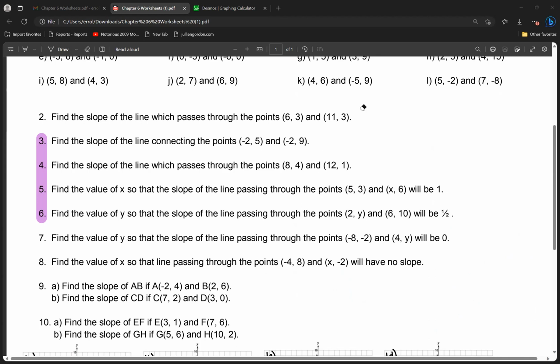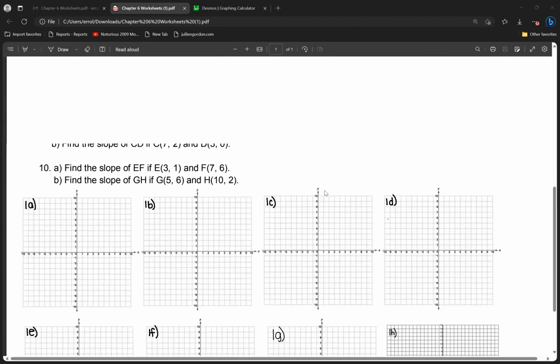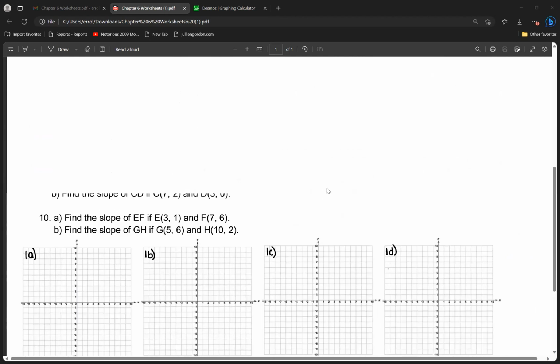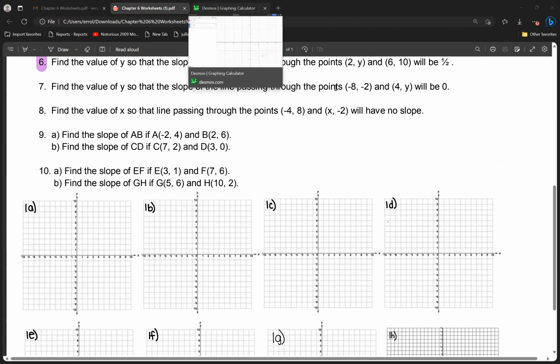Okay, number 9. Find the slope of AB if A is that and B is that. Find the slope of CD if C is that and D is that. Okay, you're supposed to do number 1 on the bottom. All right, let's go to Desmos for this. Tell me the points A and B.